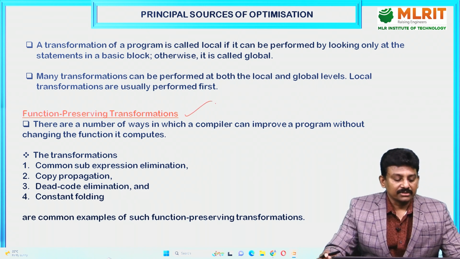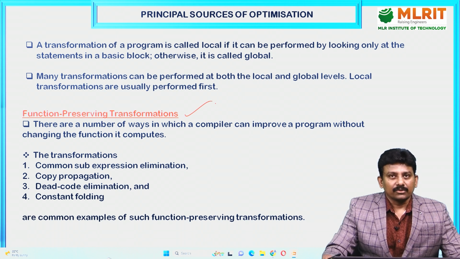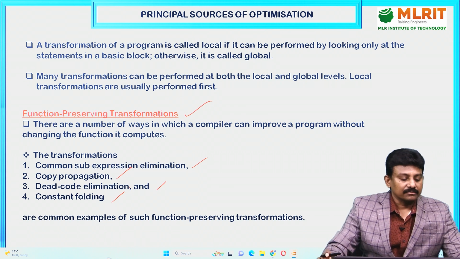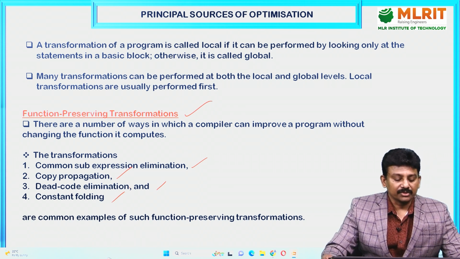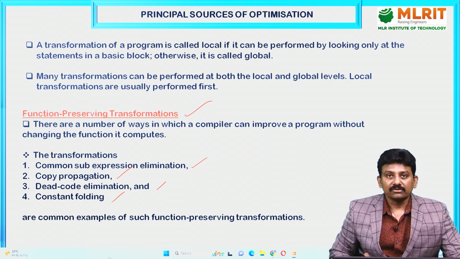Function preserving transformations, that is, there are a number of ways in which a compiler can improve a program without changing the function it computes. Without changing the meaning of the program, we can improve the program by using these four techniques. The result should not be changed, the program function should not be changed. First one is common sub-expression elimination, copy propagation, dead code elimination and constant folding. These are the common examples of such function preserving transformations.